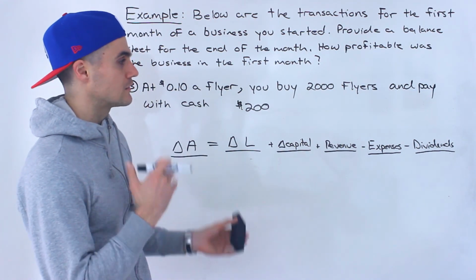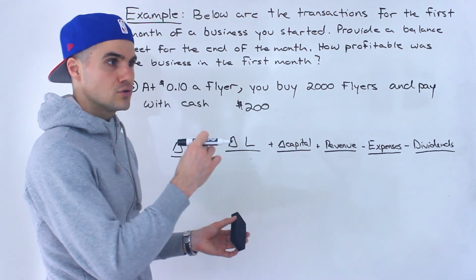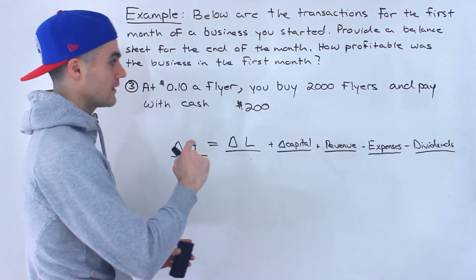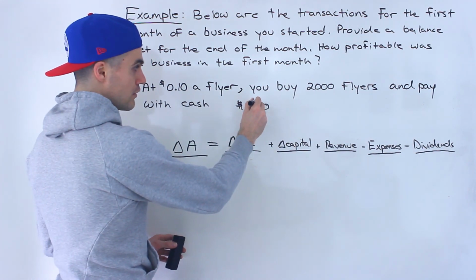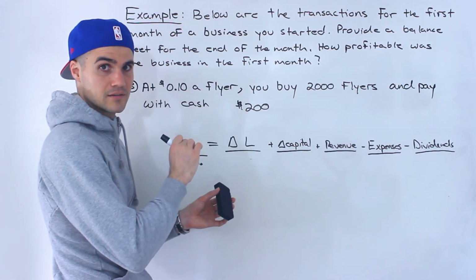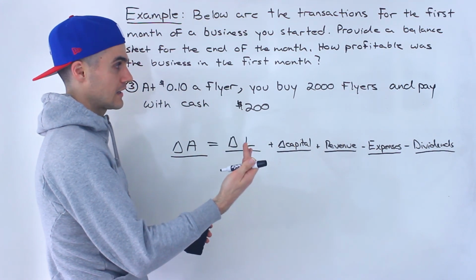Well, you're just buying the flyers for now. And so when they're going to be used is when they're going to be distributed. So when you buy these flyers, this $200 worth of flyers, it's actually going to be an asset. And then once you distribute them, then it becomes an expense.